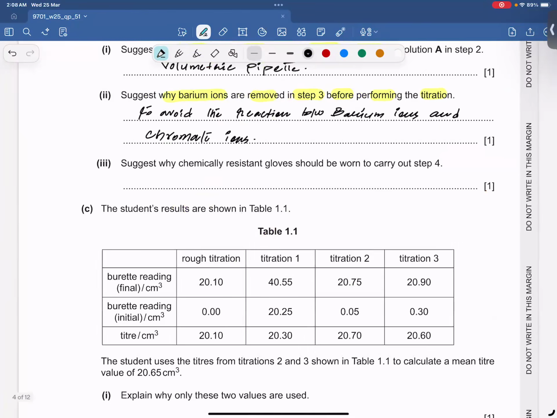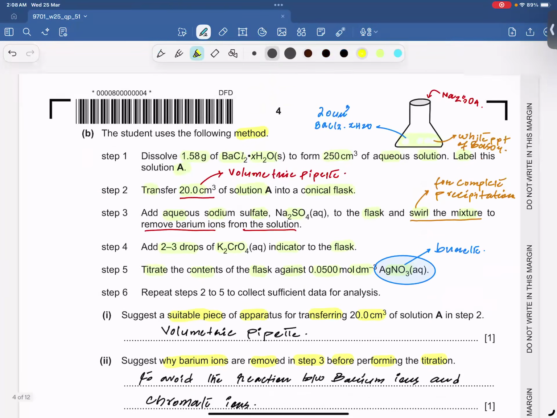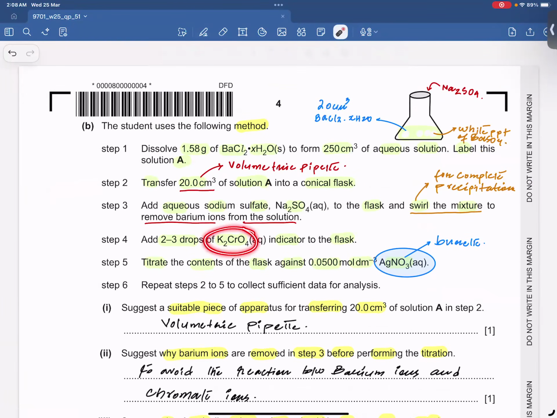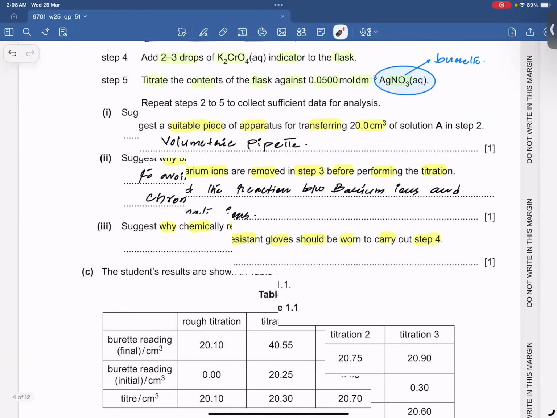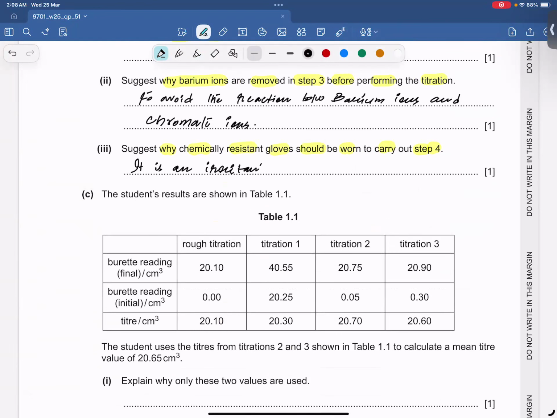Suggest why chemical resistant gloves should be worn to carry out step 4. What was happening in step 4? Oh, add potassium chromate. The potassium chromate is basically an oxidizing agent. So it is basically corrosive, and also it is an irritant. So it is an irritant because it is corrosive.